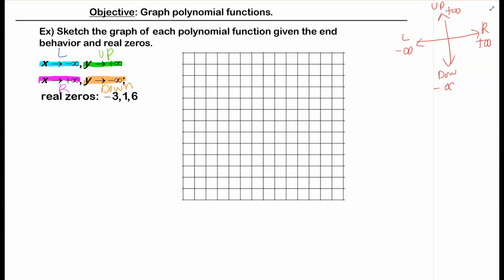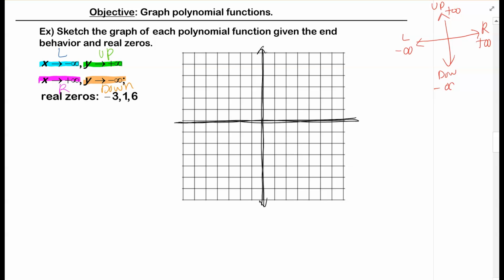So the first thing I want to do is go draw my x and y axis. And this is just a sketch. So it doesn't have to be perfect. That's fine. I was going to try to make my pen a little bit darker so you can see it. But no big deal.